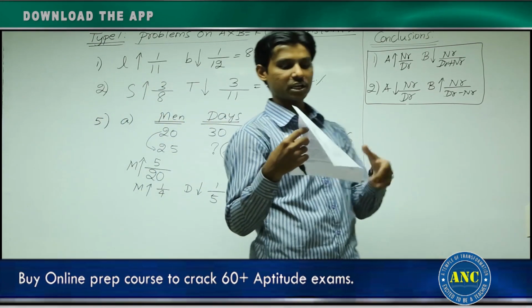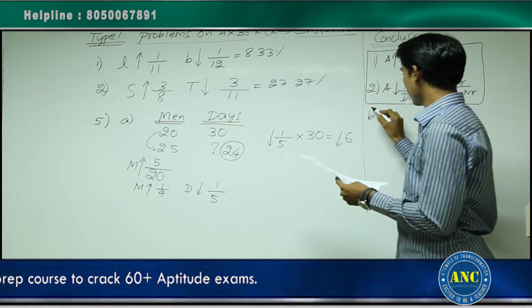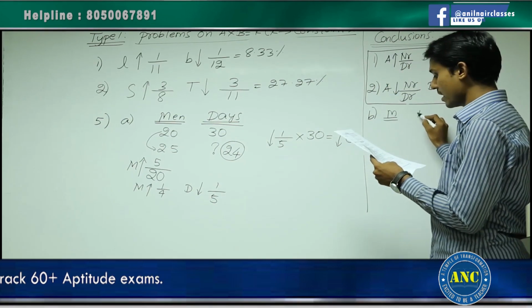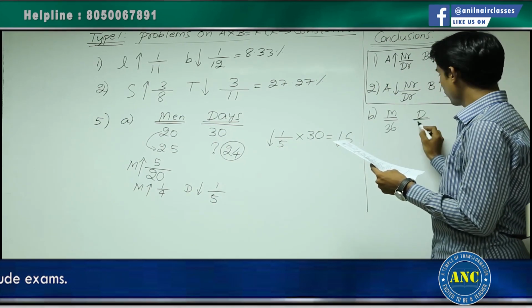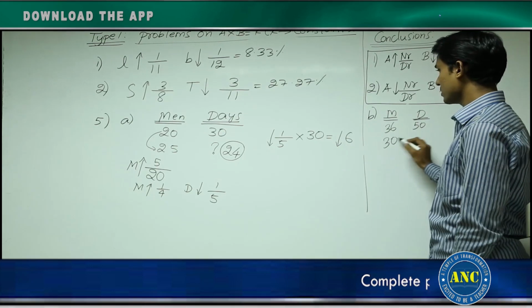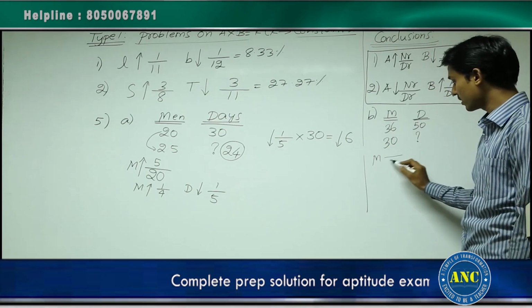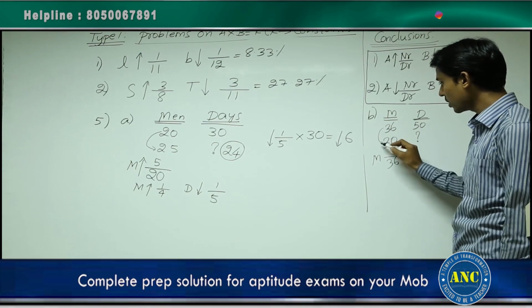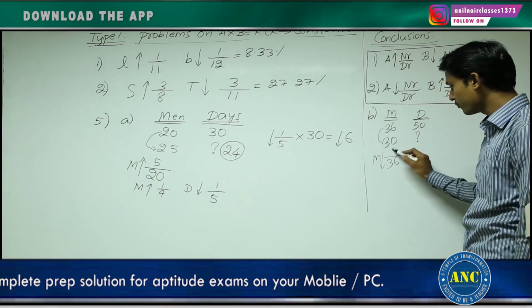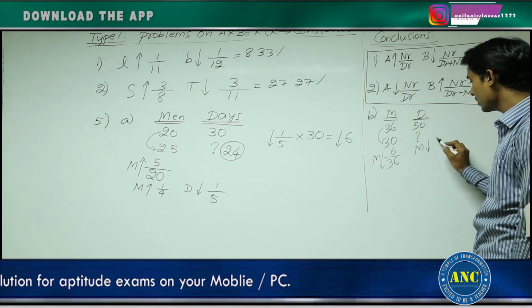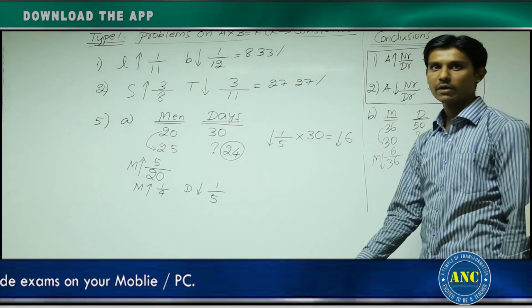Just tell me the answer for the next part of the question. Please see here. Same approach. Men and days. Men 36, 50 days. 30 men will take how many days? Initially 36 men were there, that should come in the denominator. 36 is becoming 30, there is a decrease of 6. That means men decreases by 1 by 6.